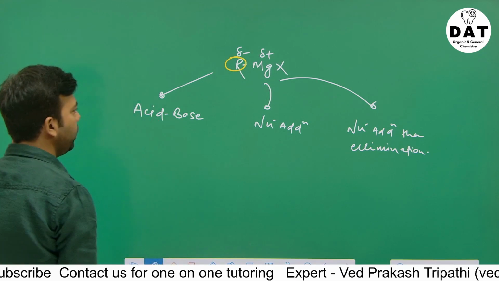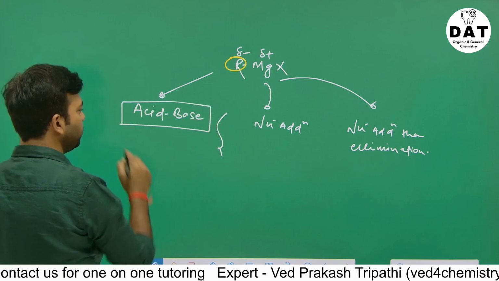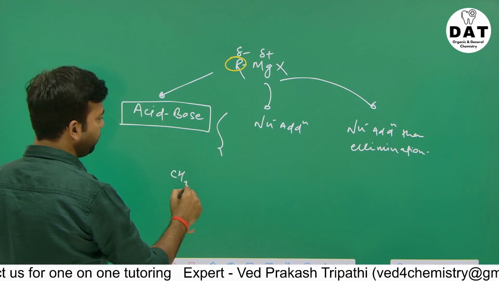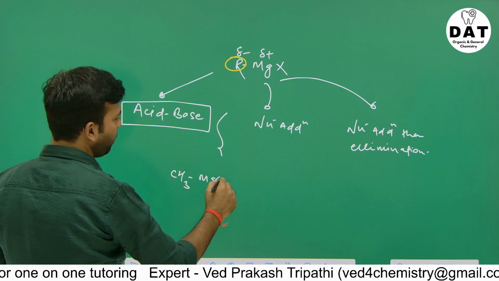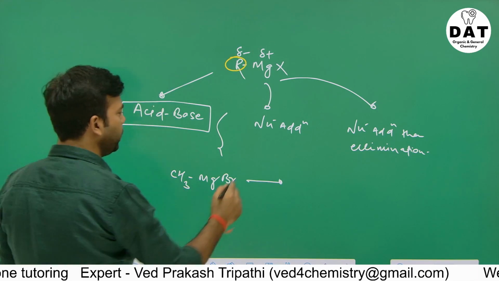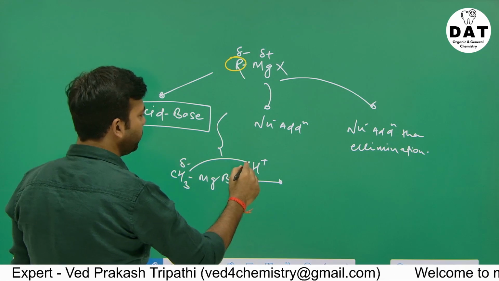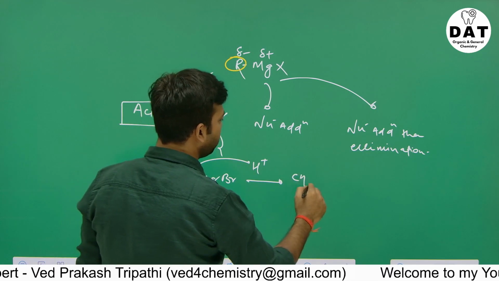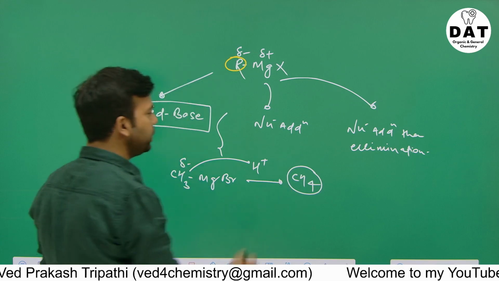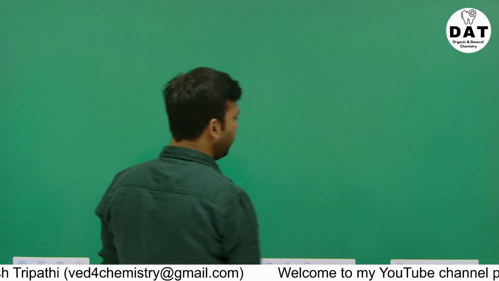So first of all, let's start with acid-base reaction. Suppose we have this Grignard, CH3MgBr. If you have any proton here, suppose any acid, H plus, so this CH3 negative will grab this proton and become CH4. So this is called acid-base reaction. Now the next is nucleophilic addition.